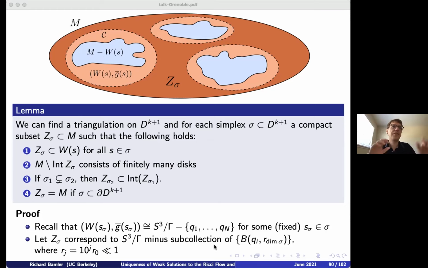Then we may have some problems if we choose the balls too large, so that one ball already covers two of the punctures. Then we don't need to choose too many of them; we can remove one of these balls. So we can always pass to a sub-selection of these balls that cover all the punctures. Then we can satisfy this property just by choosing the radii larger and larger. We can choose them as something like 10 to the power of j, where j is the dimension of the simplex. And as long as we start from a sufficiently small scale, that won't create any problems. Okay. All right. Are there any questions?